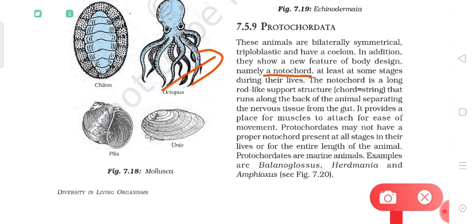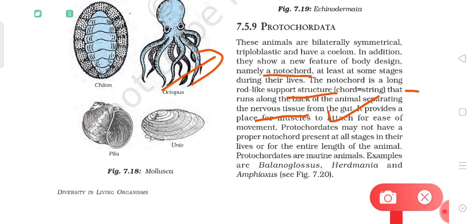What is the notochord? The notochord is a long rod-like support structure that runs along the back of the animal, separating the nervous tissue from the gut. That nervous tissue is actually the nerve cord, right? And the gut is developed from the endoderm, right? It provides a place for muscles to attach for ease of movement. So we can say that the notochord provides the attachment points for the muscles, and with more muscles there is better movement in the body. Protochordates may not have a proper notochord present at all stages in their lives or for the entire length of the animal. This we have already discussed here.